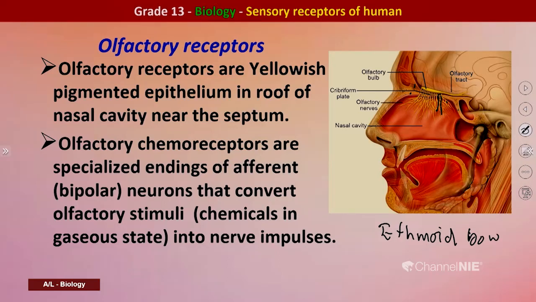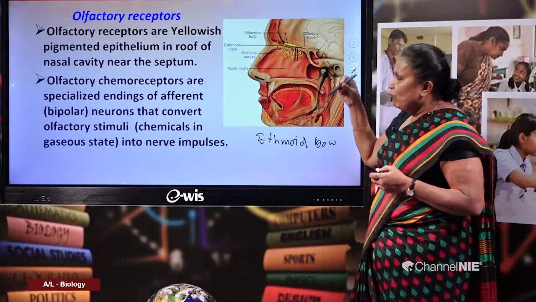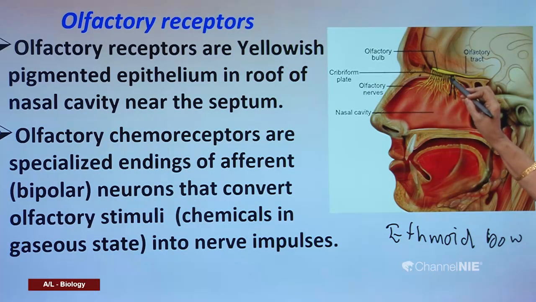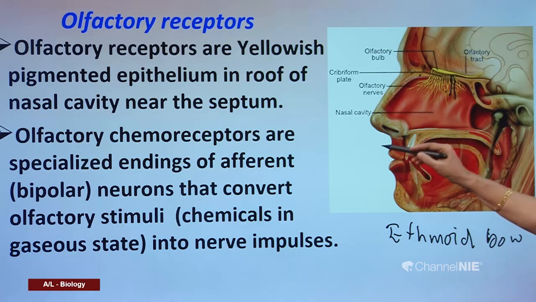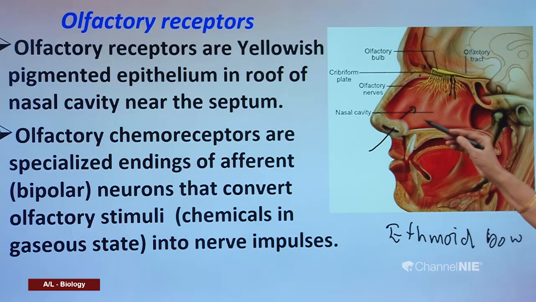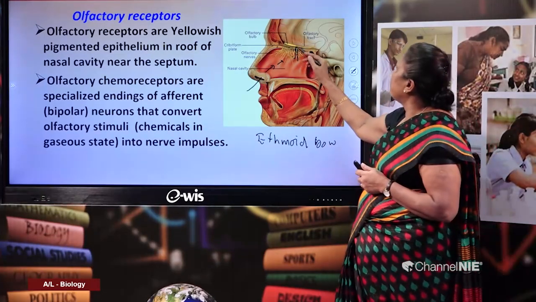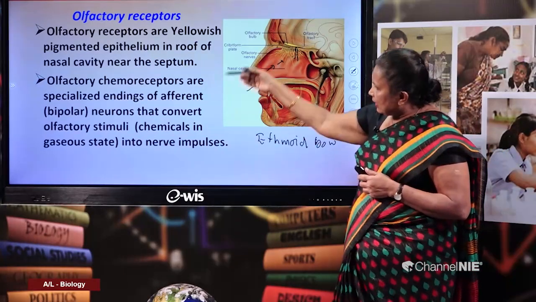It has this particular cribriform plate, which contains certain holes. Through these holes, sensory nerve endings move into the upper surface of the nasal cavity, right. These are called olfactory nerves. So, during the inhalation of air, the person gets chemical substances which are coming from the outside environment. They stimulate these particular structures, right, and send impulses to the brain. So, that is what is explained here.